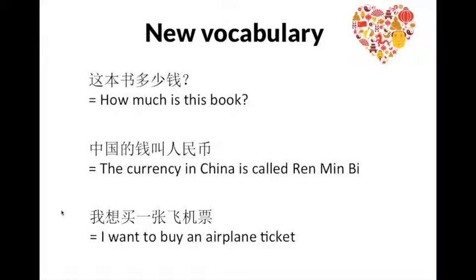Alright? Third sentence. 我想买一张飞机票. I want to 想买 buy 一张. So 张 is the measure word. We knew it from tables, but 张 is the measure word for flat things. So ticket is usually pretty flat. So it works great here too. So 一张飞机票. 飞机 is airplane, right? And then we have 票, ticket. So I want to buy one measure word airplane ticket.